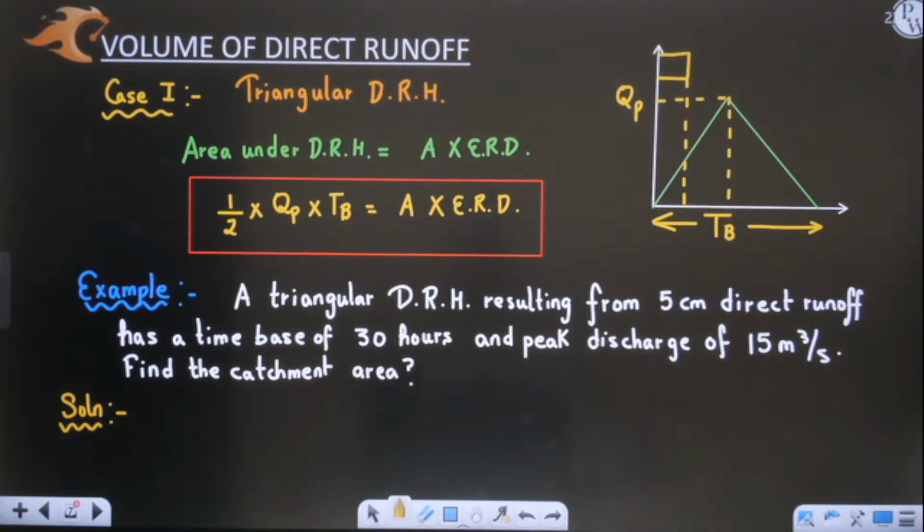So if you solve this, how much are you getting? Tell me. Are you able to solve it? Quickly tell me. How much are you getting? No one is getting the answer.